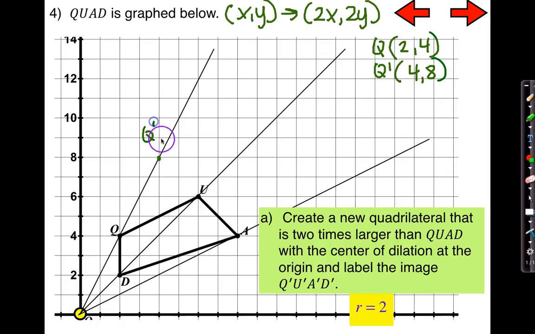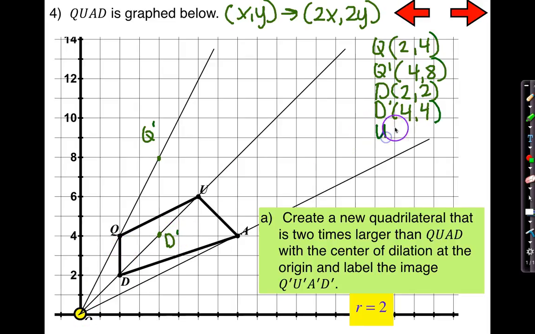Here's Q prime. Next, let's look at D. D is (2, 2). So in order for this to be doubled, D prime is going to be (4, 4). Plot that point. So far, so good, because Q prime is on the line that Q is lying on, and D prime is lying on the same line that D is.